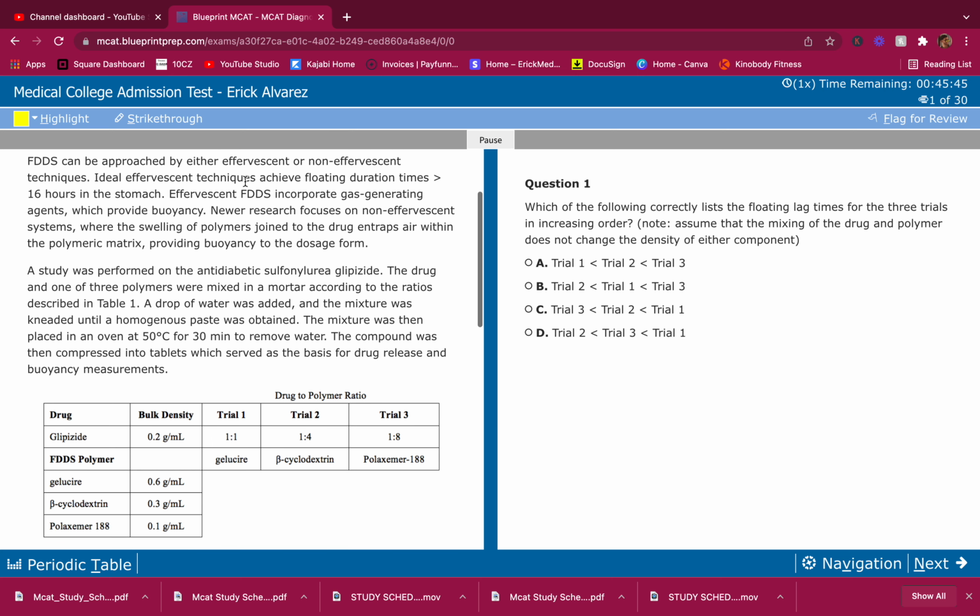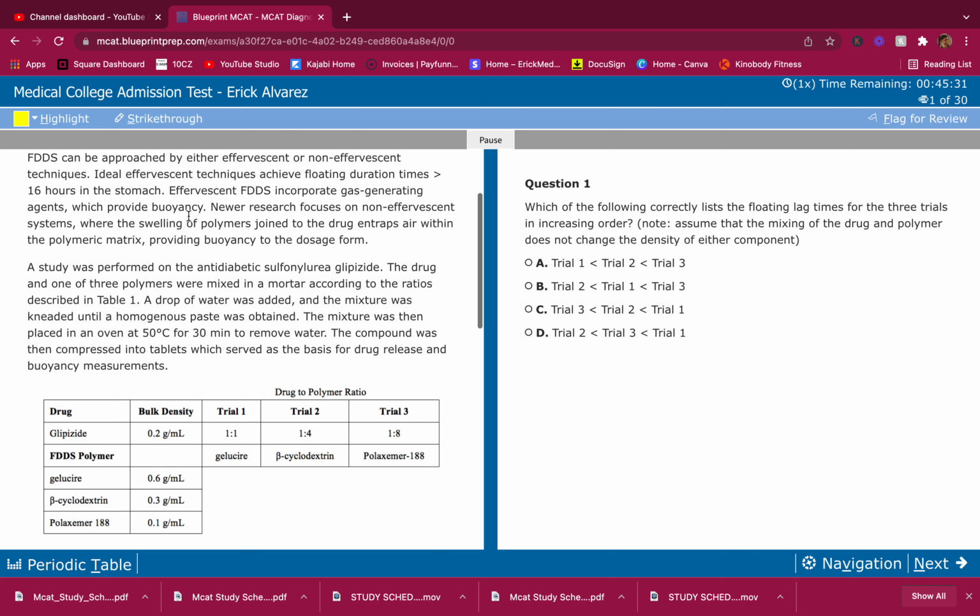FDDS can be approached by either effervescent or non-effervescent techniques. Have I ever seen effervescent or non-effervescent? Have I seen these words before when I was studying? No, I did not see them. And that's okay.